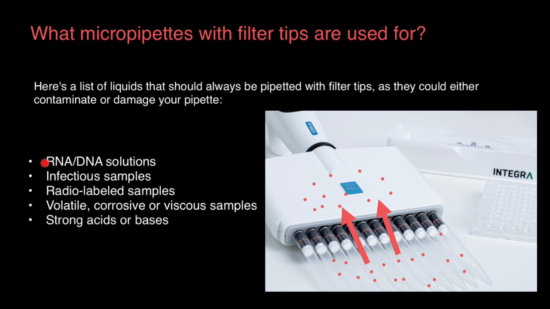And here's a list of liquids that should always be pipetted with filter tips, as they could either contaminate or damage your pipette. Among them, RNA and DNA solutions, infectious samples, radio-labeled samples, volatile, corrosive or viscous samples, and strong acids or bases.